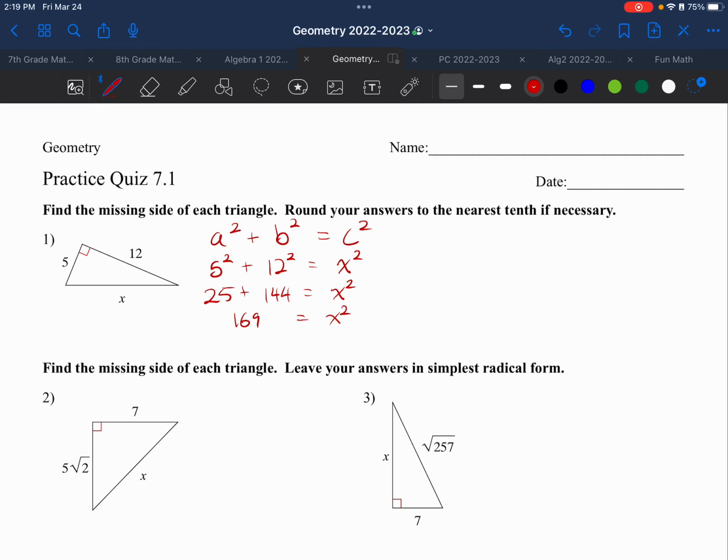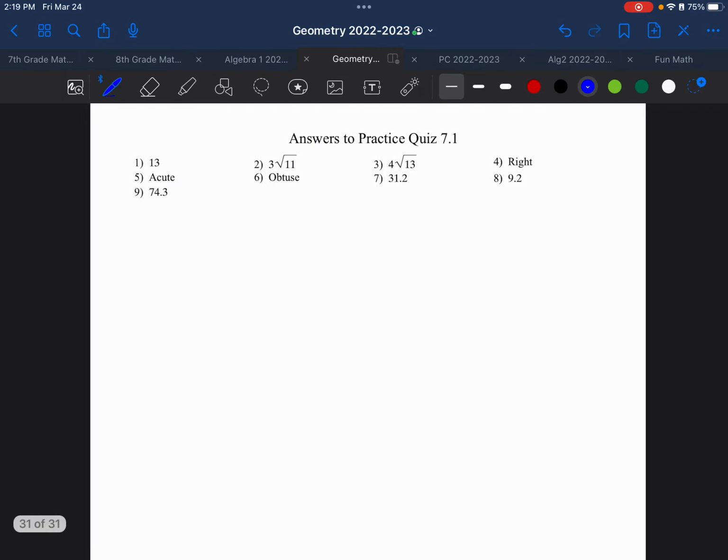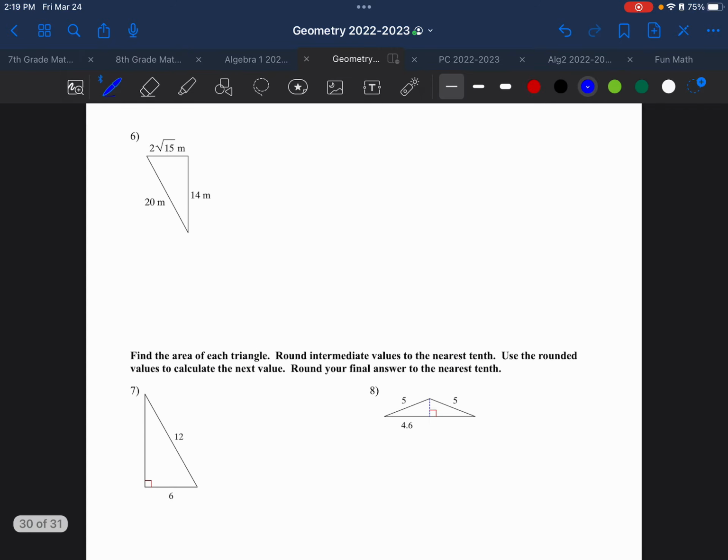And then from here, I'm going to square root both the left and the right. Technically a plus or minus, but it doesn't make sense in the world of geometry to have a minus length, so I'm going to kind of ignore that. And then from there, I'm going to get x is equal to the square root of 169, which is actually just 13, and I get my final answer. Let's go ahead and check the answers over here. I do get number 1 is 13.